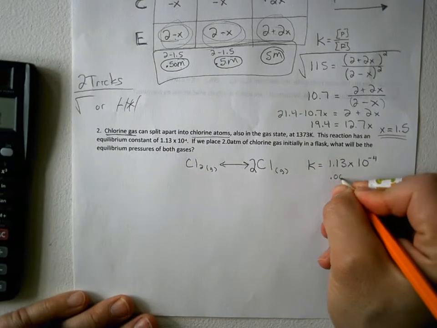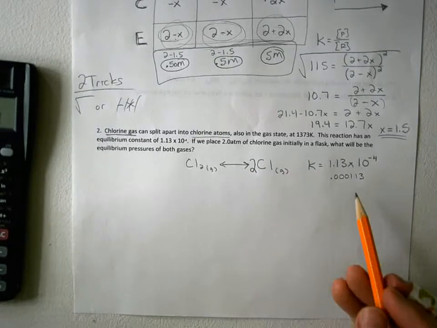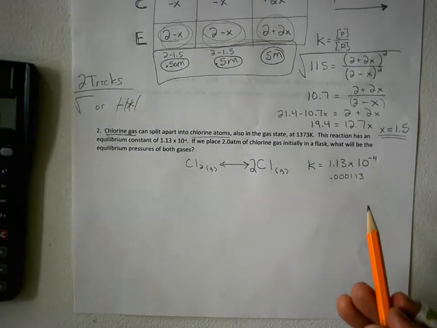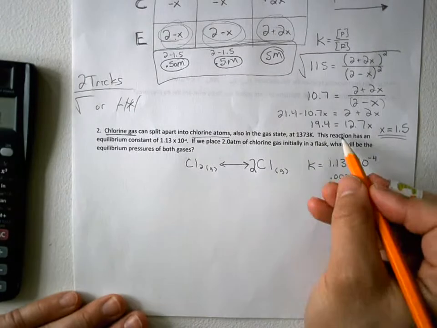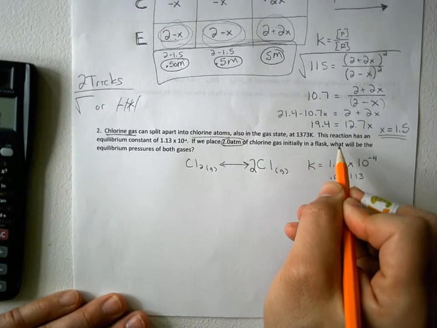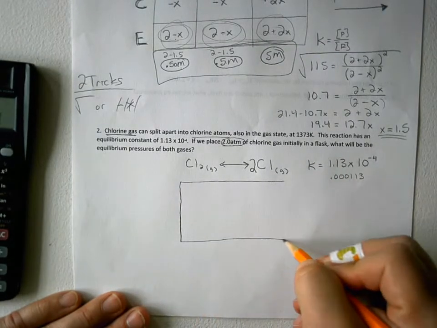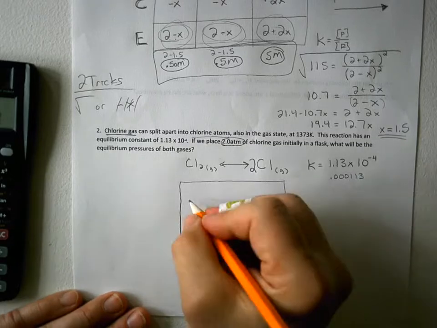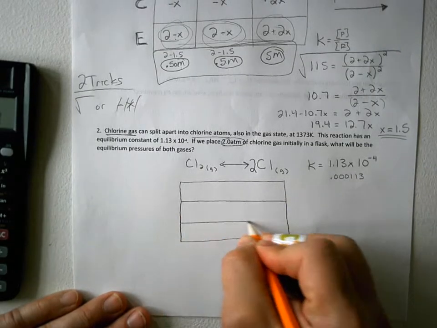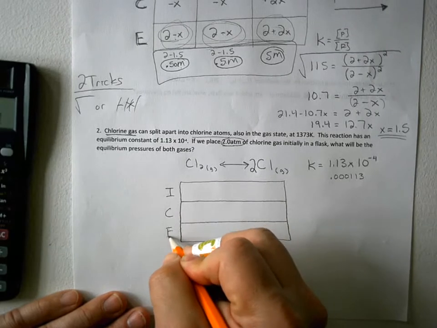This would be 0.000113, a pretty little K value. This just means there's lots of reactants at equilibrium. Okay, now it says if we place 2 atm of chlorine gas initially in a flask. Now we need to remember that gases also have concentrations, and the concentrations are kind of just those pressure values, those partial pressures.